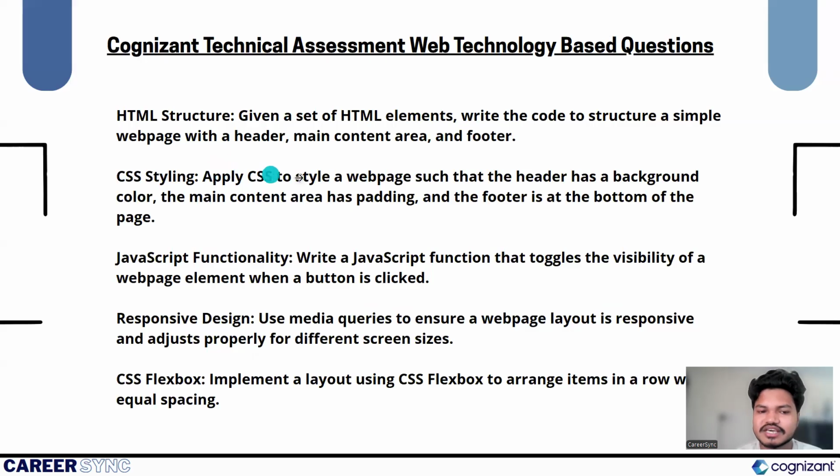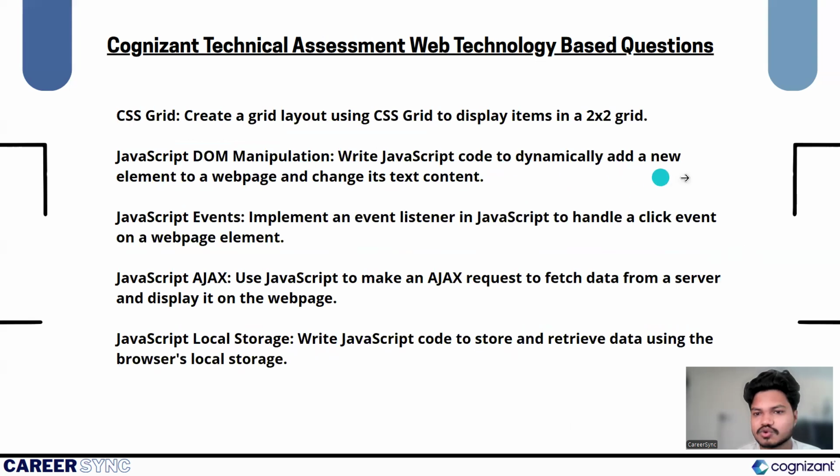Now, second question, apply CSS to style a web page such that the header has a background color, the main content area has padding, and the footer is at the bottom of the page. Now, in JavaScript functionality, write a JavaScript function to toggle the visibility of a web page element when a button is clicked. And for responsive, use media query to ensure a web page layout is responsive and adjust properties for different screen sizes. And here are the same questions.